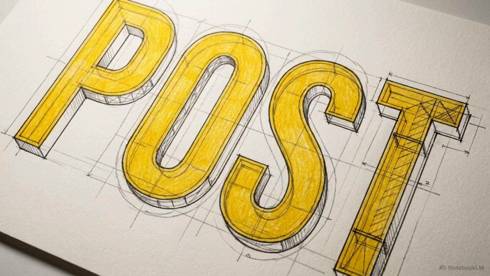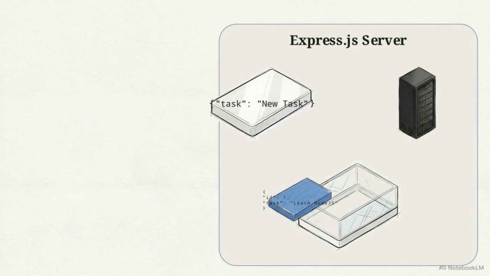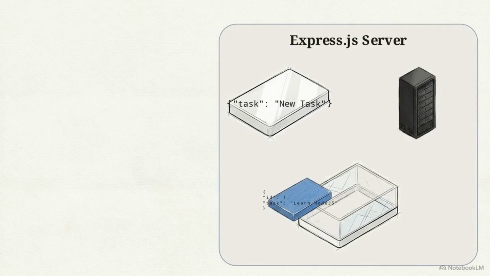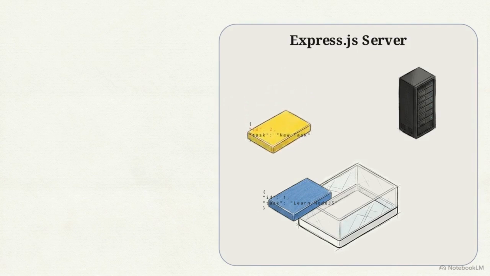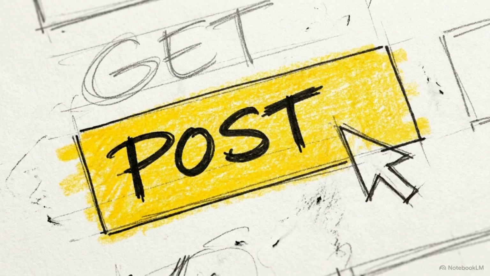To add new entries, we use the POST method. This route is specifically designed to take incoming data and push it into our existing array. On the server side, your code needs to capture the request body, assign a new ID to the task, and append it to the list. In Postman, toggle the request method from GET to POST to test the new logic.